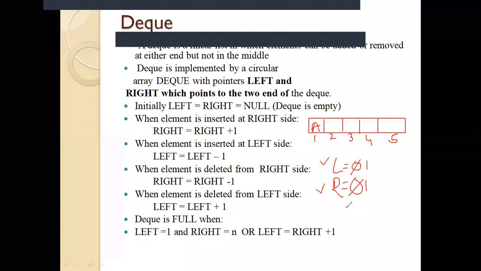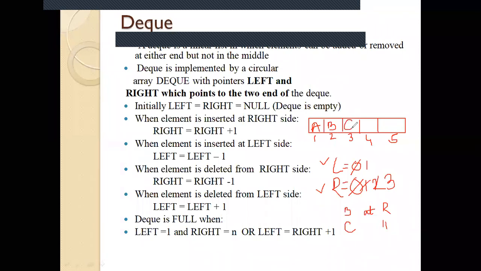Suppose now I'm saying I want to insert B at the right end. Whenever you want to insert at the right end, you have to increment the value of right. You increment the value of right, it will become 2, and insert at this location. Now again I'm saying I want to insert C at the right end. So again just increment the value of right. It will become 3. Okay, so here I'm inserting this one.